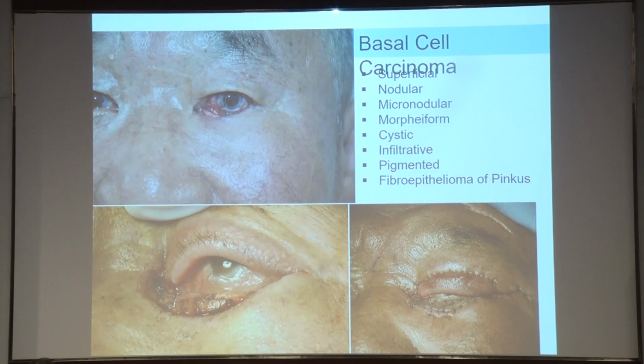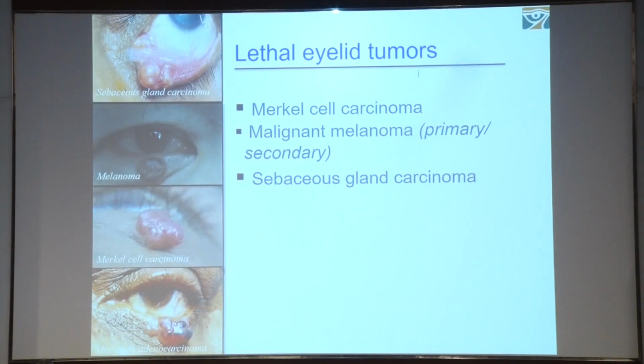So it's very important to go for a wide margin excision, frozen section, and prove that the margins are negative for a better outcome in these patients. Now, there is this classification that I'm very fond of in malignant tumors. I call it lethal eyelid tumors. So these are the ones which come under lethal eyelid tumors, in chronological order. Merkel cell carcinoma is the worst as far as lethality is concerned, that is regional lymph node metastasis and systemic metastasis. Second would be malignant melanoma, and third would be sebaceous gland carcinoma.